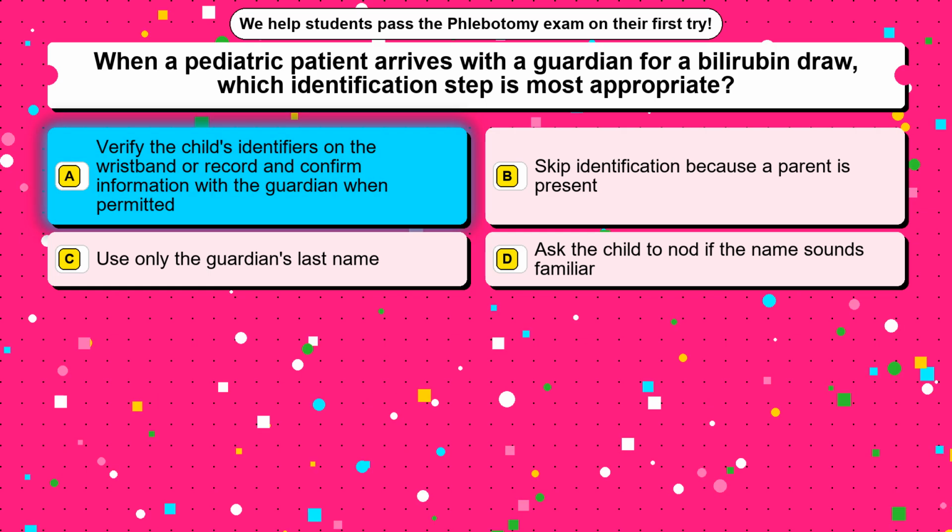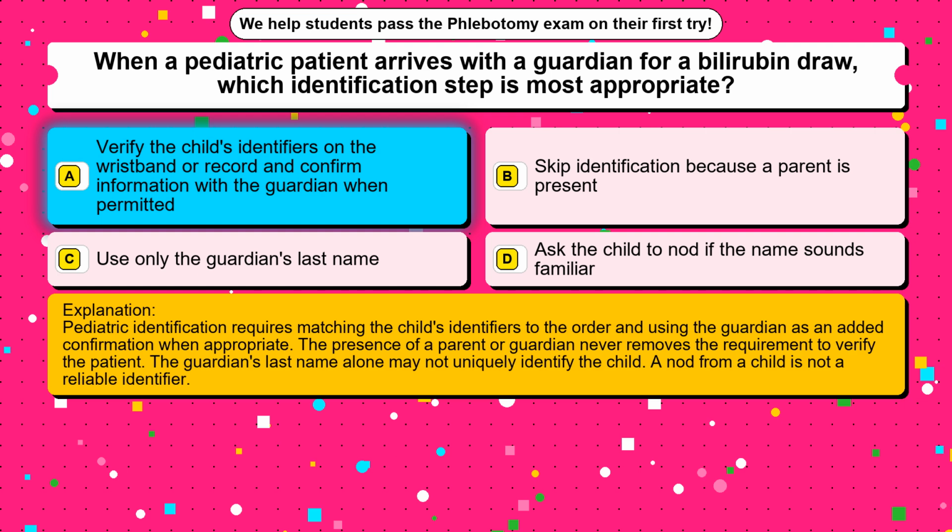The correct answer is option A. Verify the child's identifiers on the wristband or record and confirm information with the guardian when permitted. Pediatric identification requires matching the child's identifiers to the order and using the guardian as an added confirmation when appropriate. The presence of a parent or guardian never removes the requirement to verify the patient. The guardian's last name alone may not uniquely identify the child. A nod from a child is not a reliable identifier.